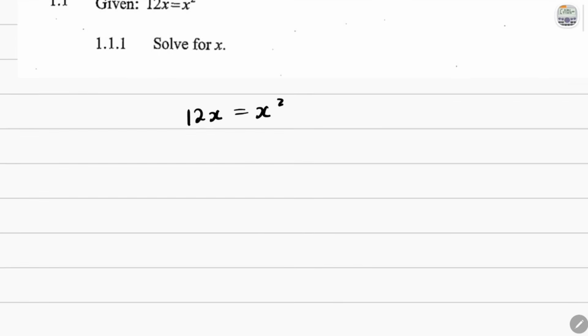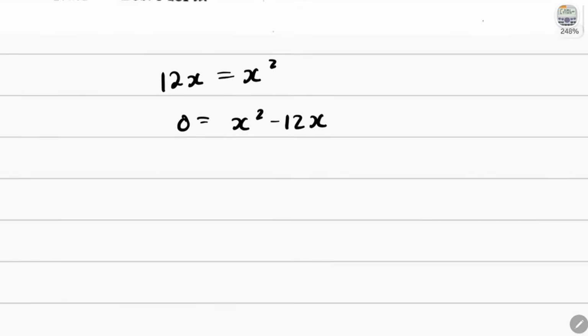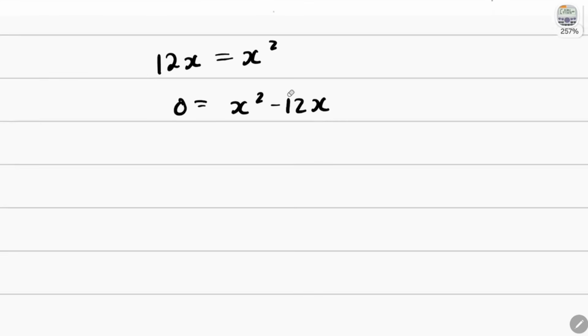What we can do is leave this x squared on this side and transpose the 12x. So we have 0 equals x squared minus 12x. And now you see we have a binomial on the right hand side. You have two terms and you need to solve for x. So the only type of factorization we can use here would be highest common factor. So we're going to take out a highest common factor of x, that is what's common.